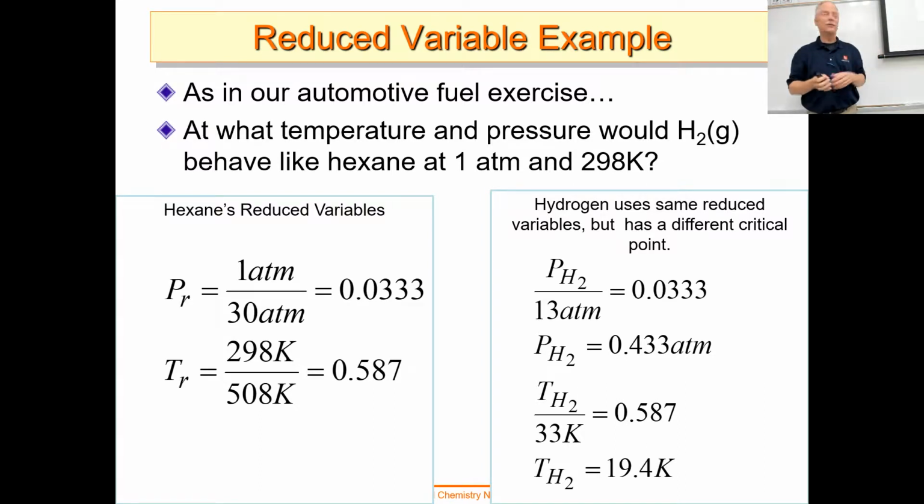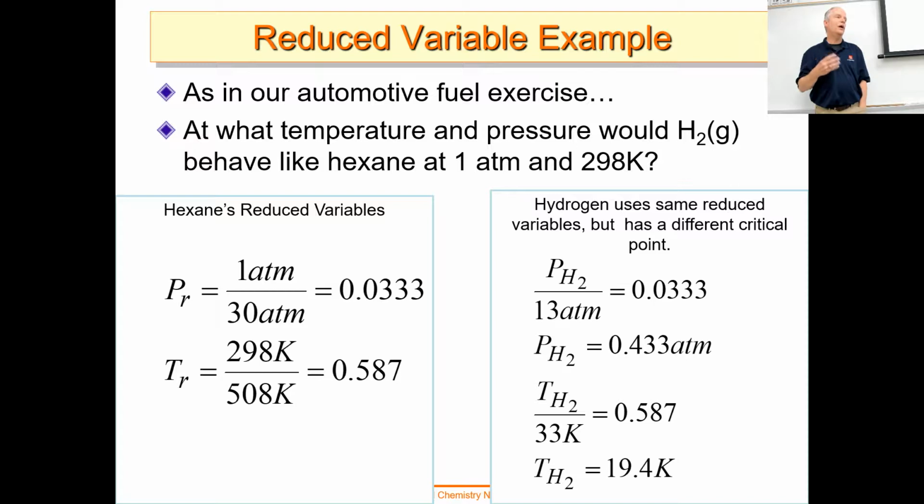And is it reasonable? Okay, so first of all, we think about what are the hexane reduced variables. We're at 1 atmosphere, and the critical pressure is 30 atmospheres for hexane. And we're at 298 Kelvin, and the critical temperature for hexane is 508 Kelvin. So the reduced temperature and pressure for hexane are 0.6 and 0.03. So those would be the unitless temperature and the unitless pressure for hexane at 1 atmosphere and room temperature.